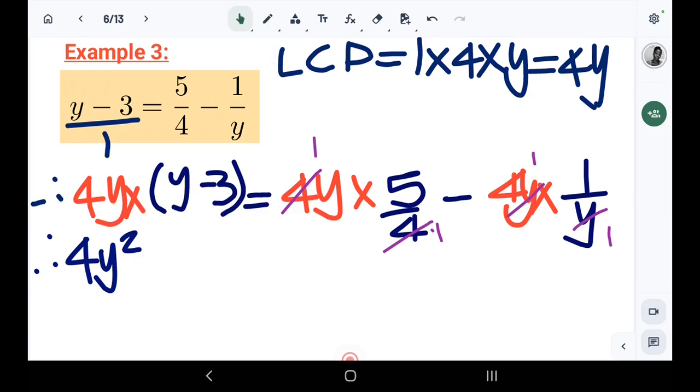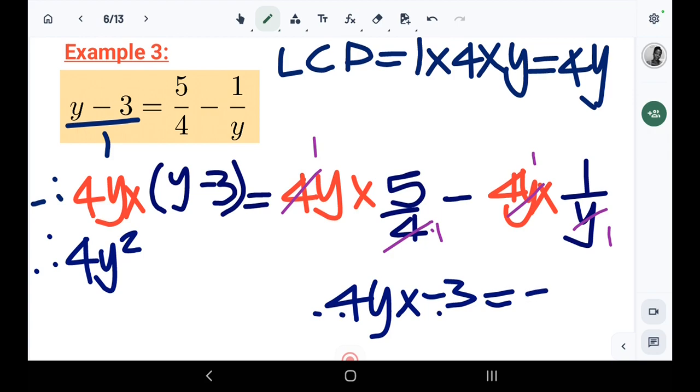4y times negative 3. First multiply the signs together: positive times negative gives you negative. Then multiply the numbers together, 4 times 3 gives you 12, and the y comes along. So that is negative 12y.